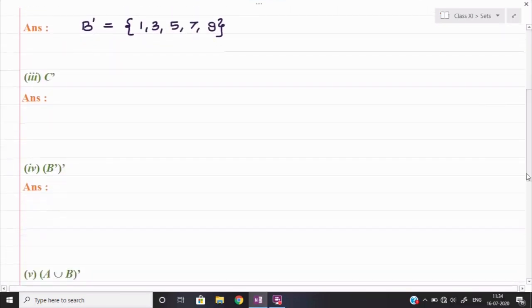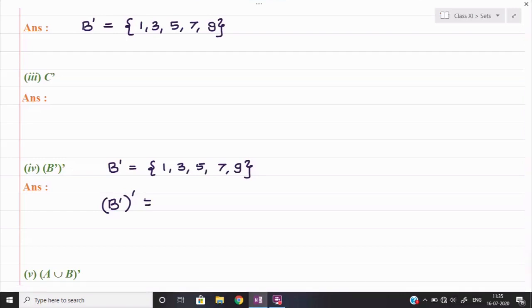B double dash. B dash, what did we get actually? First we write down the value of B dash. B dash we already got here: 1, 3, 5, 7 and then 9. Now let us find the value of B double dash. We have already covered one concept here: if you find the double complement of any set, it will be equal to the set itself. So B double dash will also come out as B, but that we will prove here. Okay, so I will find the value of B double dash. That is the complement of 1, 3, 5, 7, 9.